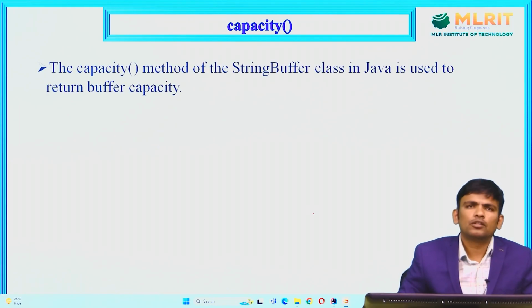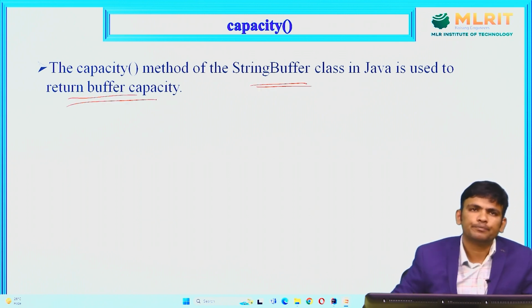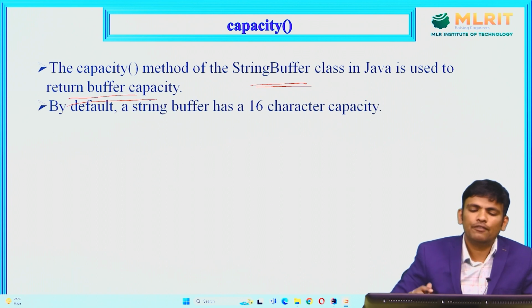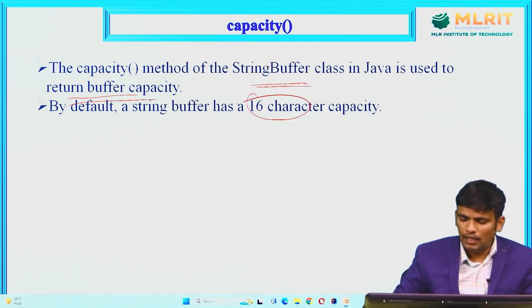So coming to the capacity. The capacity method of the StringBuffer class is used to return the buffer capacity. By default it will take 16 character space. So if you are not passing any capacity argument to the StringBuffer, by default it will return a 16 character capacity.